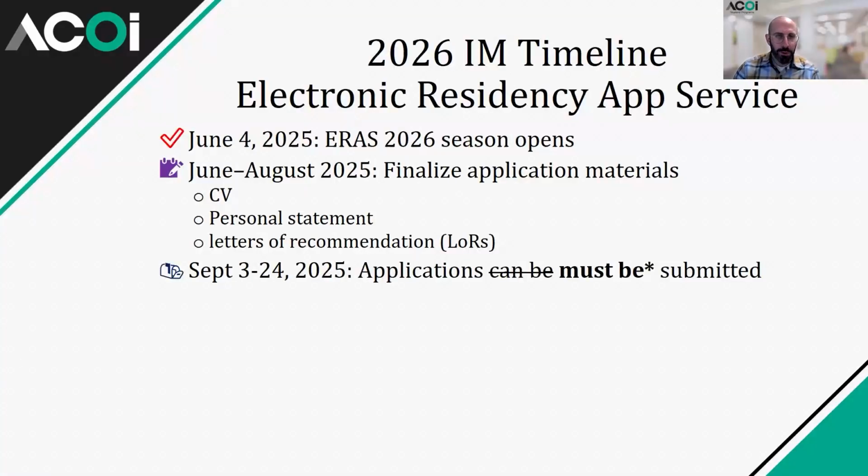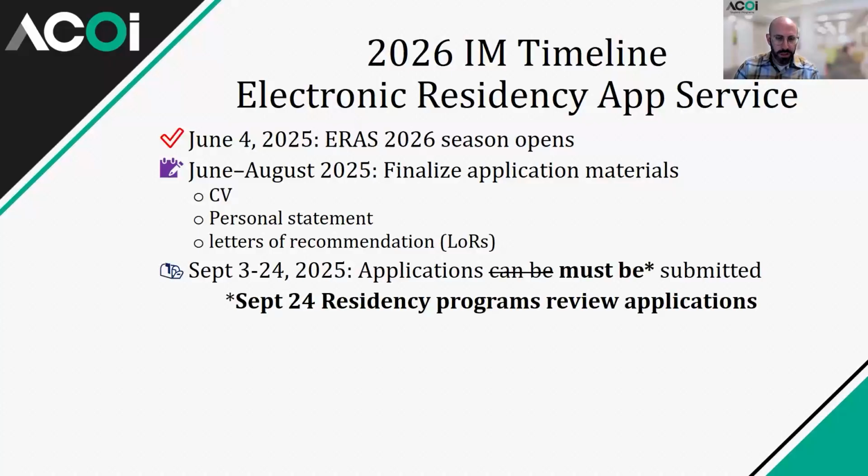So the most important dates to remember are going to be September 3rd to 24th. This is when applications must be submitted. You can submit them afterwards, but we review these on September 24th. So within a day or two, we have over 1,000 applications that we need to go through. So if you send yours in a week or two after this, there is a good chance that we may miss it, even if you are a very good applicant. So I highly, highly recommend that you get your applications in this time frame, September 3rd to the 24th.